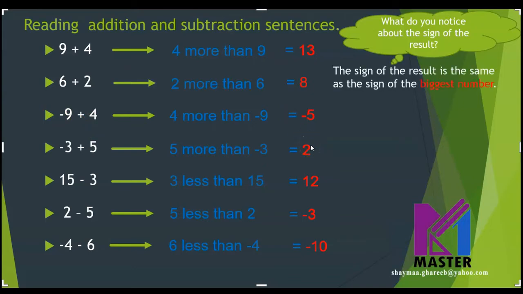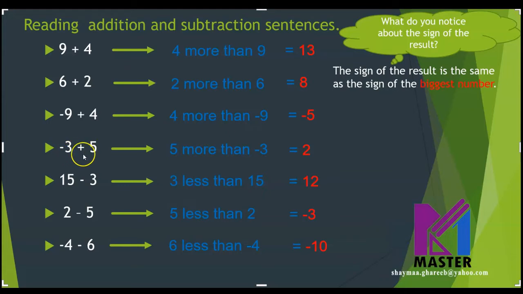Think about this question. You will find that the sign of the result is the same as the sign of the biggest number. For example, the biggest number here is 9. Is 9 positive or negative? It's positive. Then the answer must be positive. Here, the biggest number is a negative number. Why? Because 9 is bigger than 4, and 9 here is negative. But not that negative 9 is more than 4. No, I'm talking about the number without the sign. So number 9 is bigger than number 4, and number 9 here has a negative sign. Then the answer will be negative.